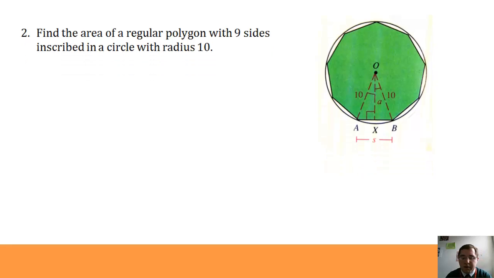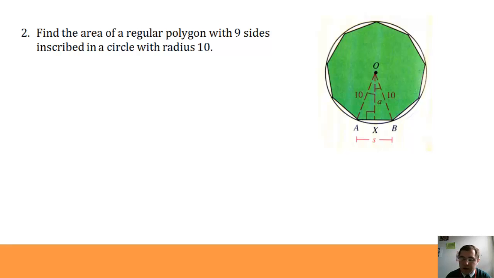Number 2, find the area of a regular polygon with 9 sides, otherwise known as a nonagon, inscribed in a circle with a radius of 10. So I've got 9 sides, and I've got a radius of 10. In order to find the area, I need to know the apothem and the perimeter. In order to find the perimeter, all I have to know is the side. So if I can find the apothem and the length of a side, I'll be able to find the area. All I know is the radius, and I know there are 9 sides.